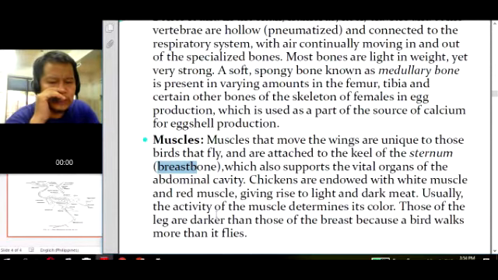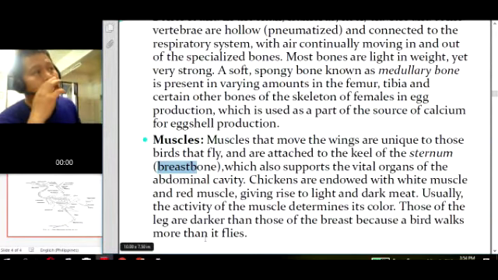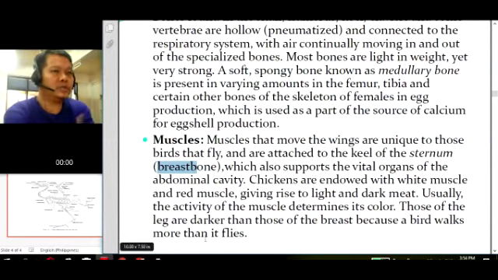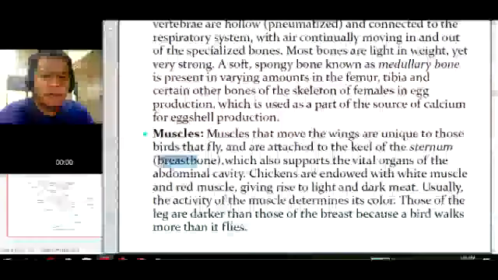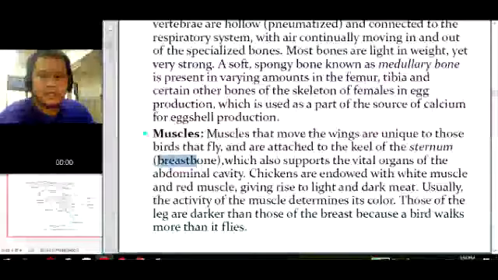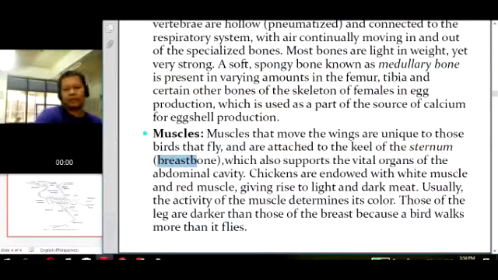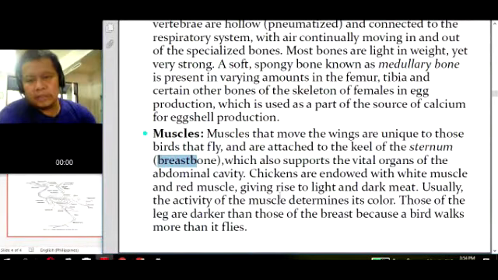Usually, the activity of the muscles determines its color. Those of the leg are darker than those of the breast because birds walk more than they fly. So ang iyang meat mas darker kung ang iyang muscles permanente niya gigamit. Kung tagsara kayo magamit ang muscles, then the color of that meat usually is white. So that's it for the anatomy of the chicken.